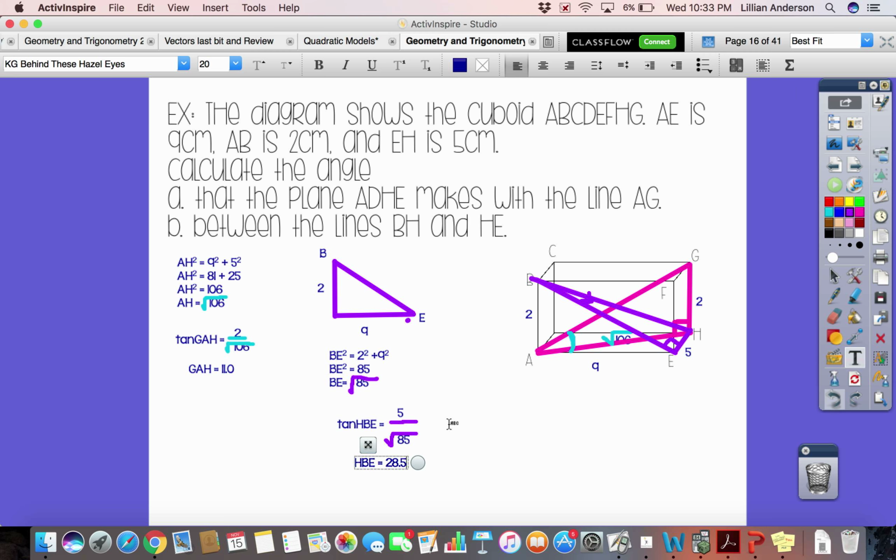And then that's how you use the segments within cuboids to find different angle measures between different points, segments, or planes in three-dimensional solids.